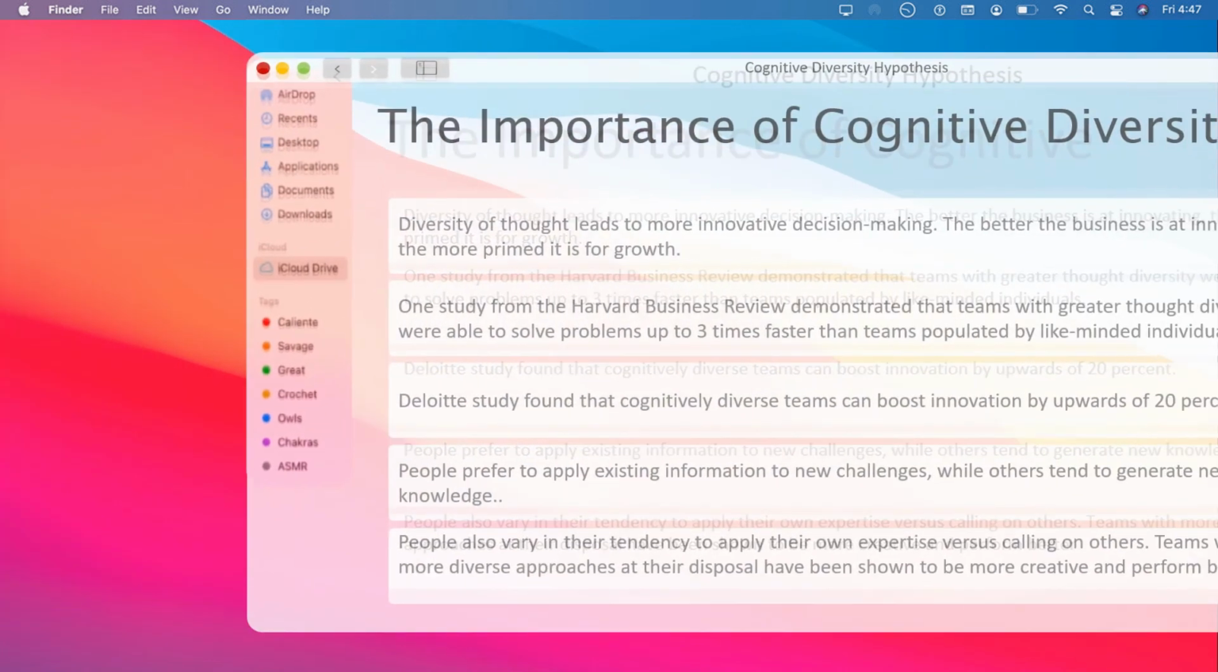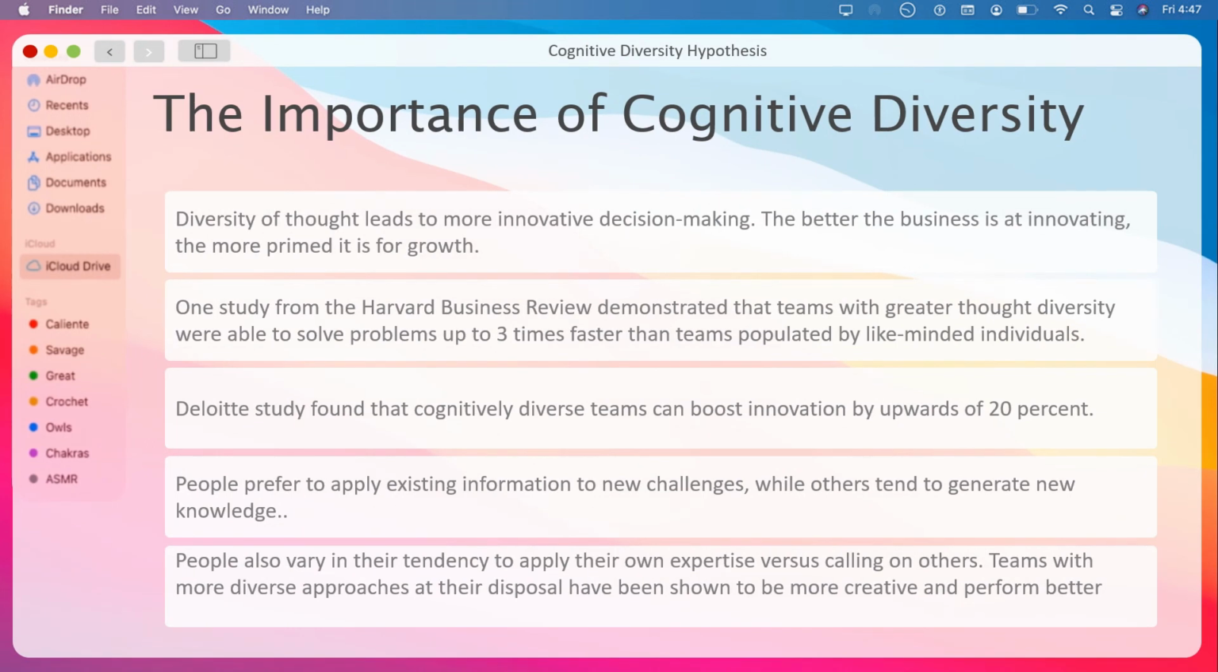Cognitive diversity is important because diversity of thought leads to more innovative decision making. The better the business is at innovating, the more prime it is for growth. One study from the Harvard Business Review demonstrated that teams with greater thought diversity were able to solve problems up to 3 times faster than teams populated by like-minded individuals. To add more, a Deloitte study found that cognitively diverse teams can boost innovation by upwards of 20%.